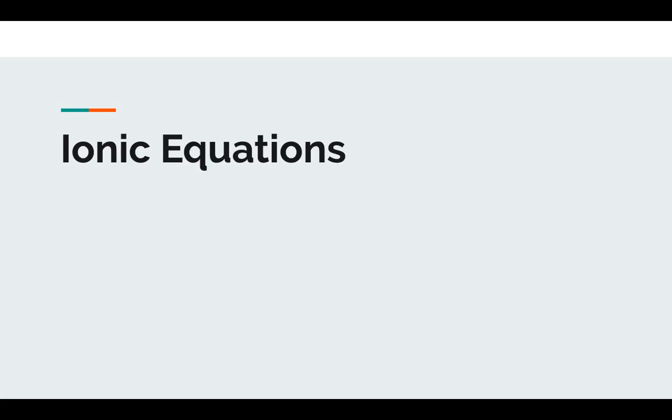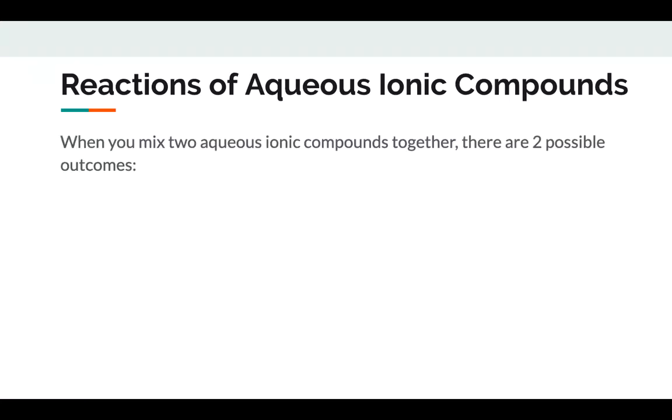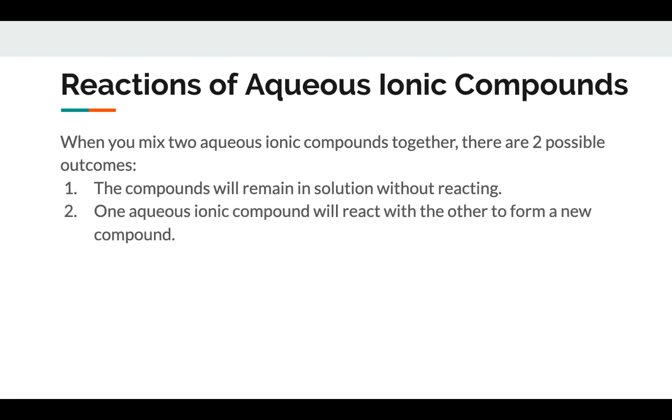In this video, we're going to look at how we can write ionic equations when we have reactions occurring in aqueous solution, reactions between ionic compounds. So when you mix two aqueous ionic compounds together, there are two things that can happen. The first is that nothing happens. The compounds just remain in solution and they don't react. Or one aqueous ionic compound will react with the other and there will be a new compound formed.